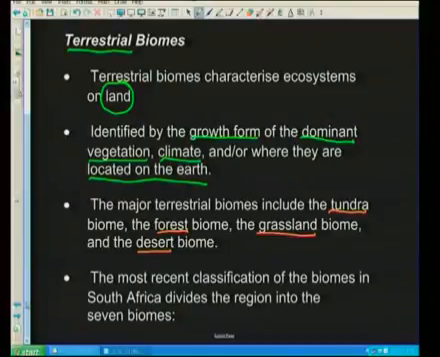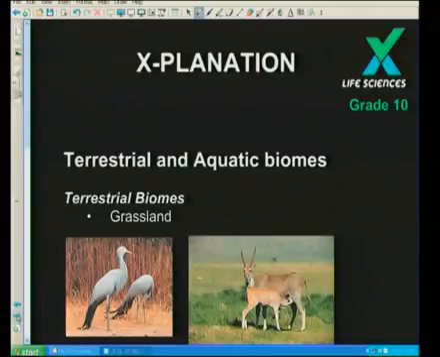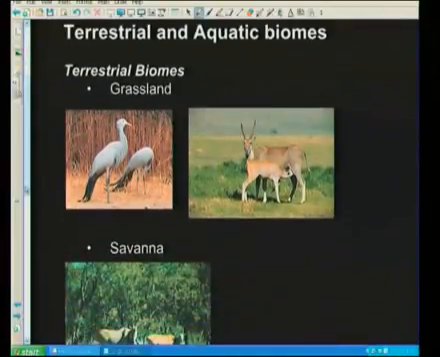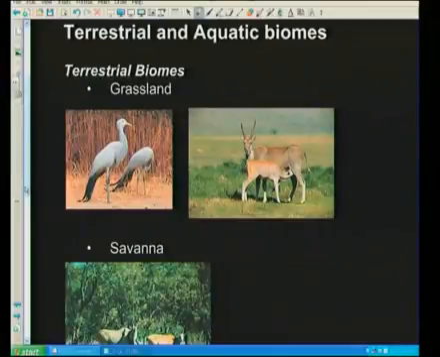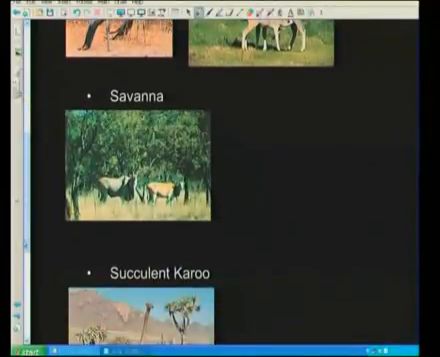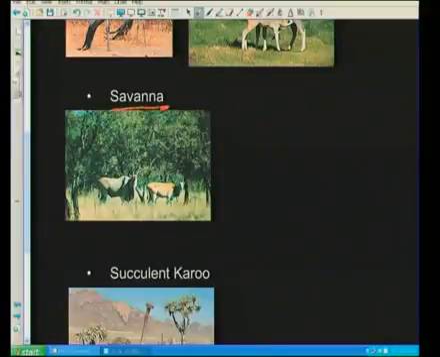Now in South Africa, there are 7 biomes. Now let's look at those 7 biomes that we find in South Africa. All right, first of all, there's the grassland. Now I'm going to show you later on a map of this grassland, and then we can discuss more detail. But there you can just see 2 types of animals in that biome. Then we have the savanna. All right, now savanna is bushveld, right?